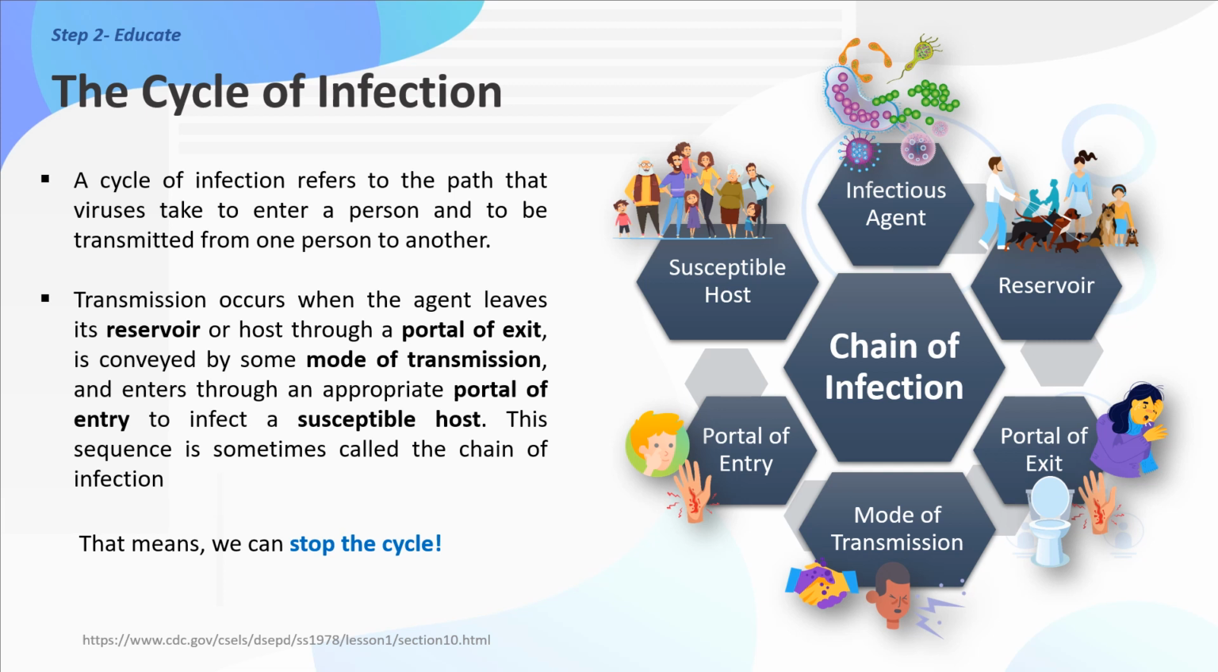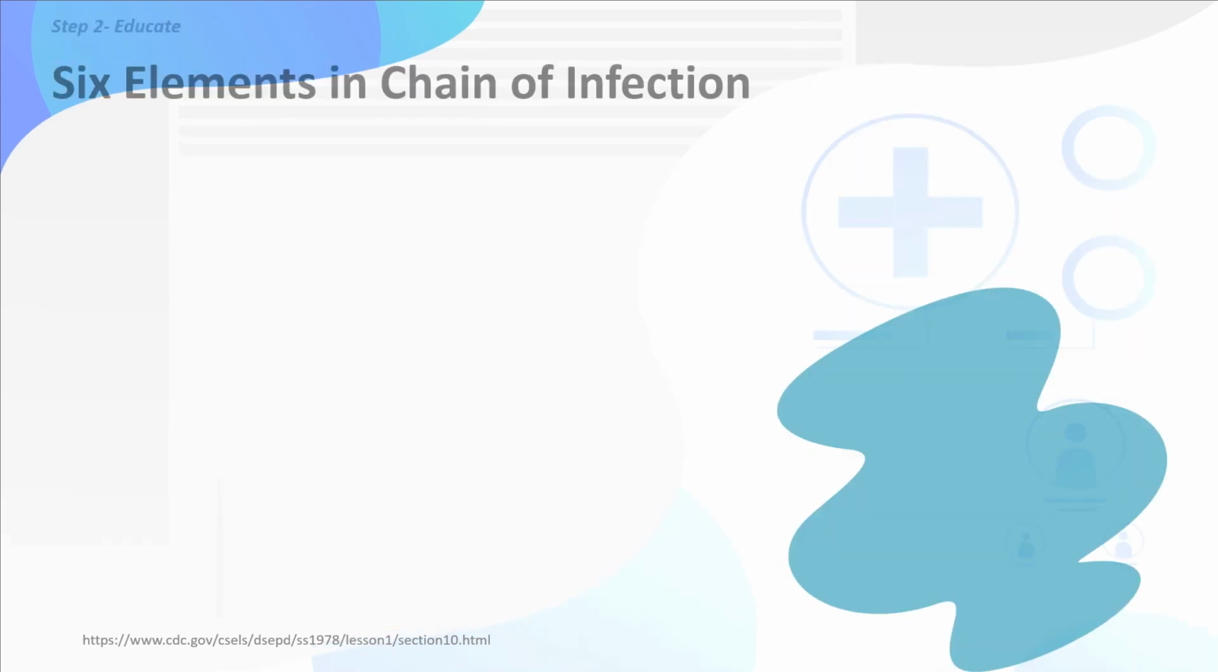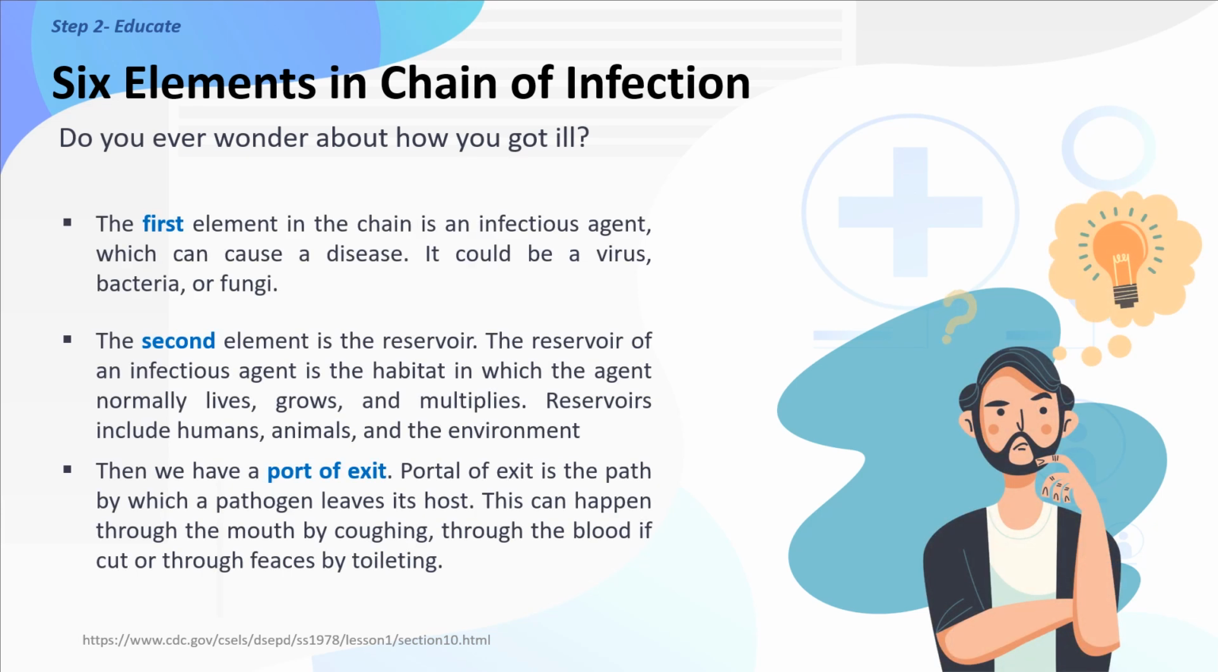That means we can stop the cycle. 6 elements in chain of infection. Do you ever wonder about how you got ill? The first element in the chain is an infectious agent, which can cause a disease. It could be a virus, bacteria, or fungi.